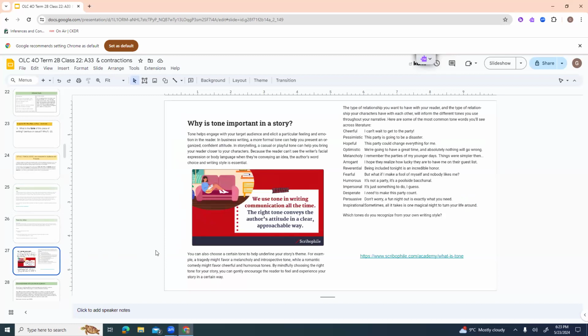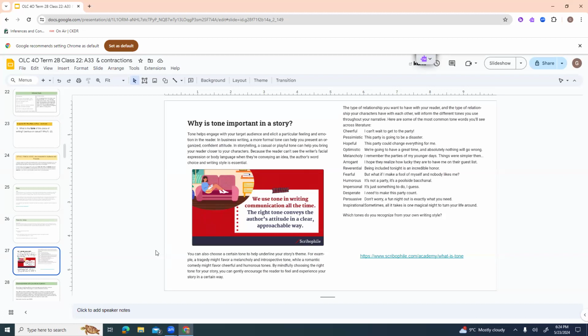Why is tone important in a story? Tone helps engage with your target audience and helps to create a certain feeling and emotion in the reader. In business writing, a more formal tone can help you present an organized, confident attitude. In storytelling, a casual or playful tone can help you bring your reader closer to the characters. Because the reader can't see the writer's facial expression or body language when they're conveying an idea, the author's word choice and writing style is essential.